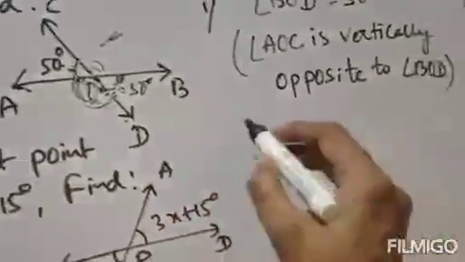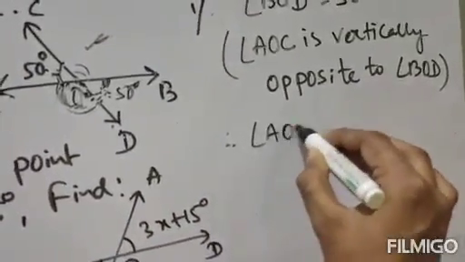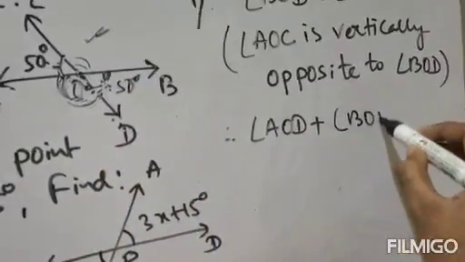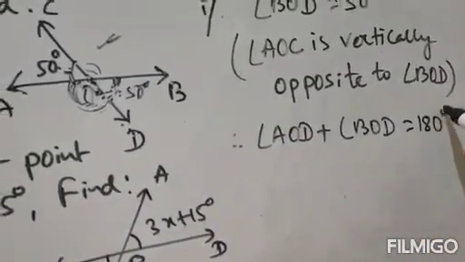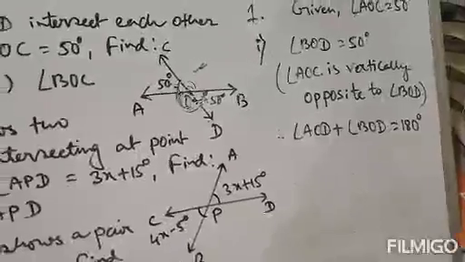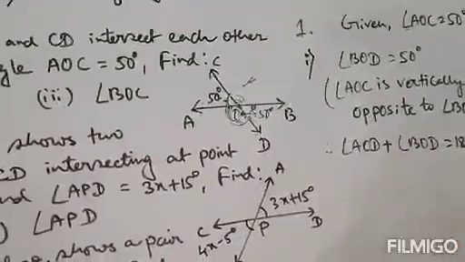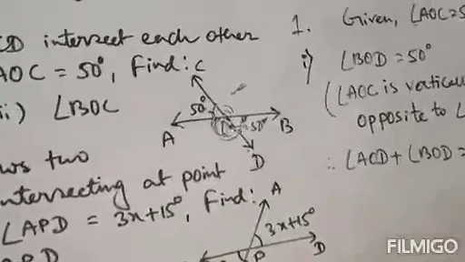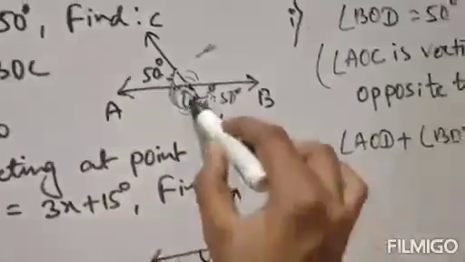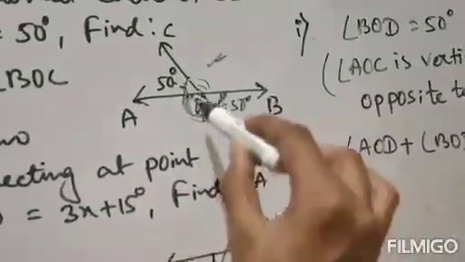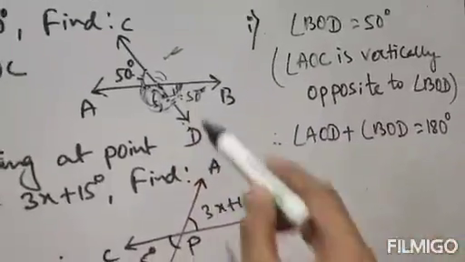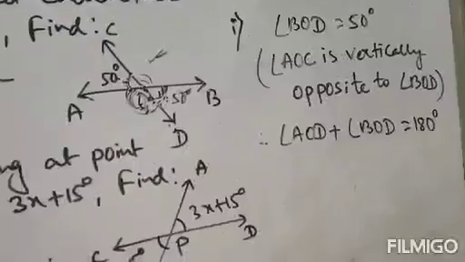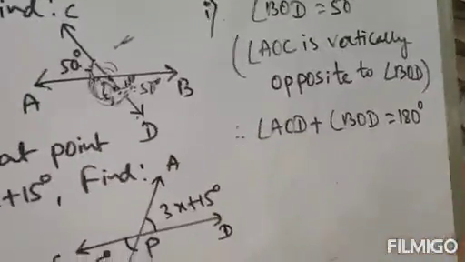So from property 1, we can write that angle AOD plus angle BOD is 180 degrees, because property 1 states that when two straight lines intersect each other, the sum of adjacent angles will always be equal to 180 degrees. Now we know that angle BOD is 50 degrees, so we will put angle BOD as 50 degrees and find the value of angle AOD.